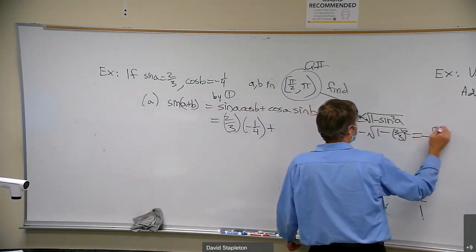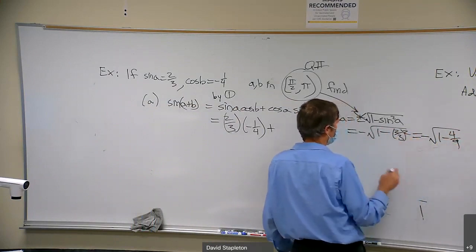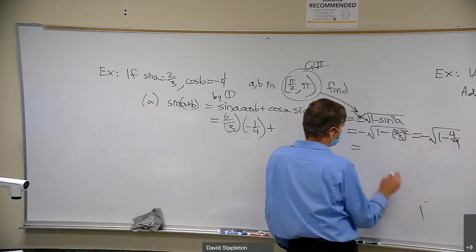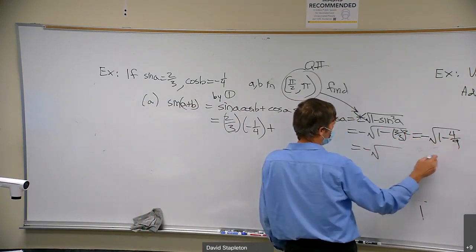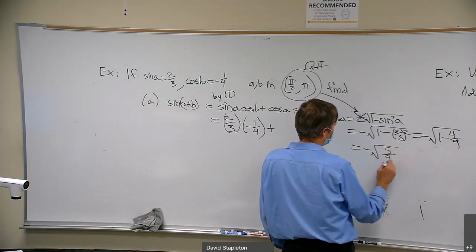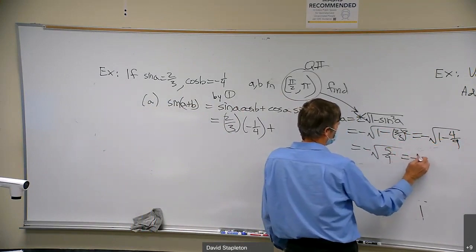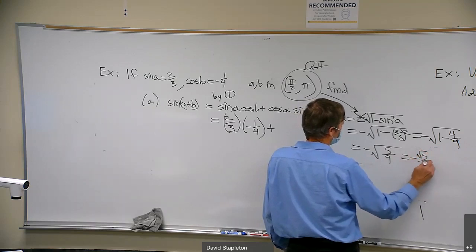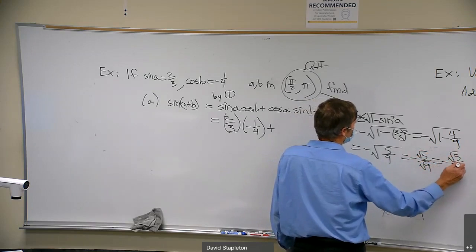This is minus the square root of 1 minus 4/9, squaring 2 and squaring 3. This is minus the square root of 9/9 minus 4/9. Putting them over a common denominator makes 5/9. The square root of the quotient is the quotient of the square roots of positive numbers. So if I simplify that, I have minus square root 5 over 3.